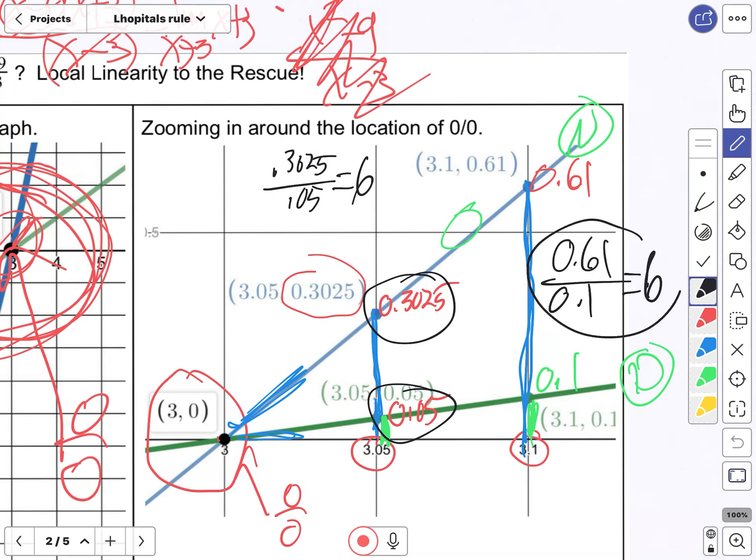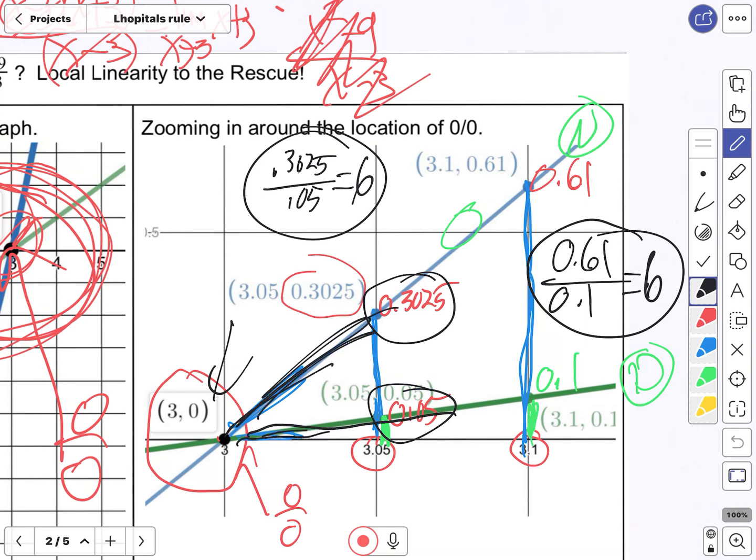Well, look at that. It appears that as I get really, really close to this location, the y value of x squared minus 9 divided by x minus 3 is 6. How come I can do that? Because I zoomed in on it, and now it's got local linearity. So as I get really close to this 0 over 0, I can figure out what the y value is by dividing the slopes because I have local linearity.